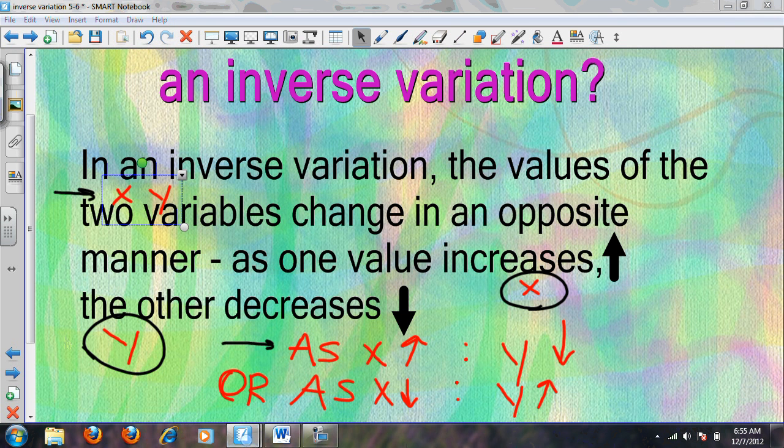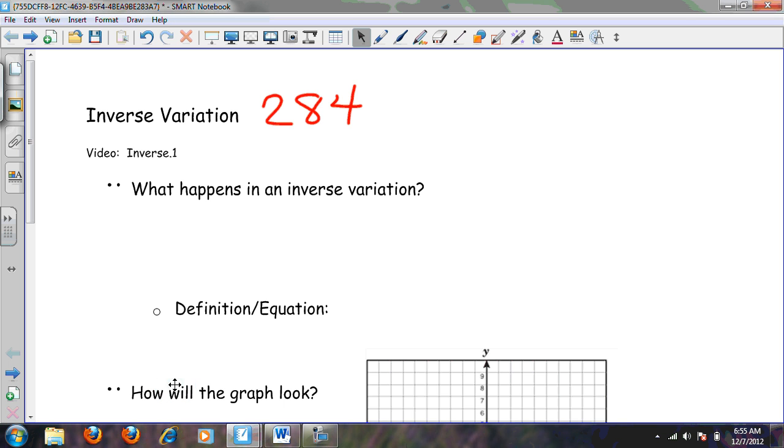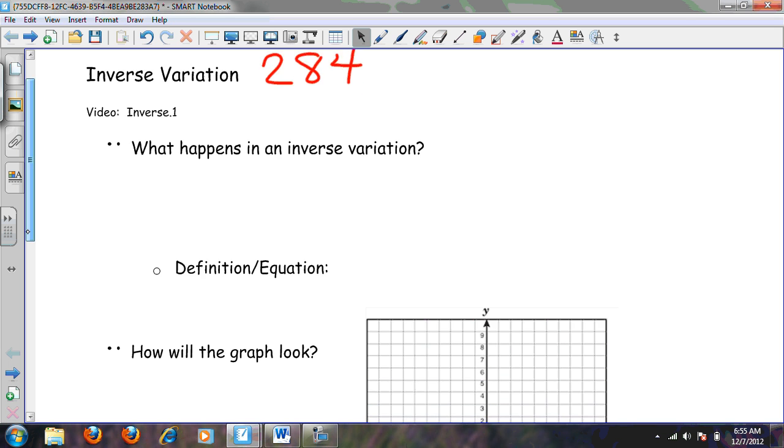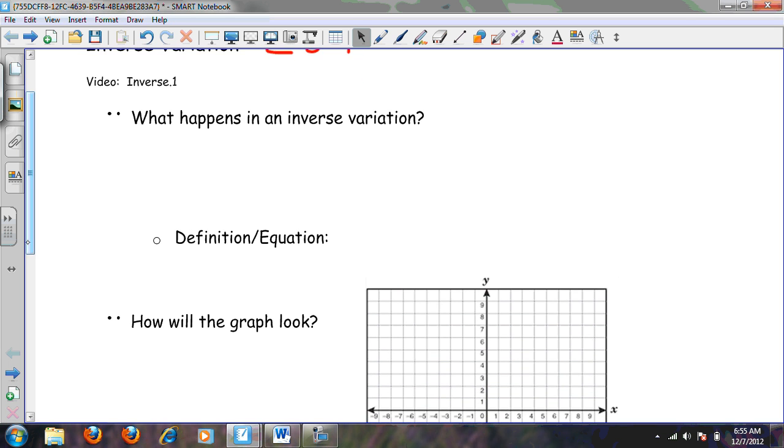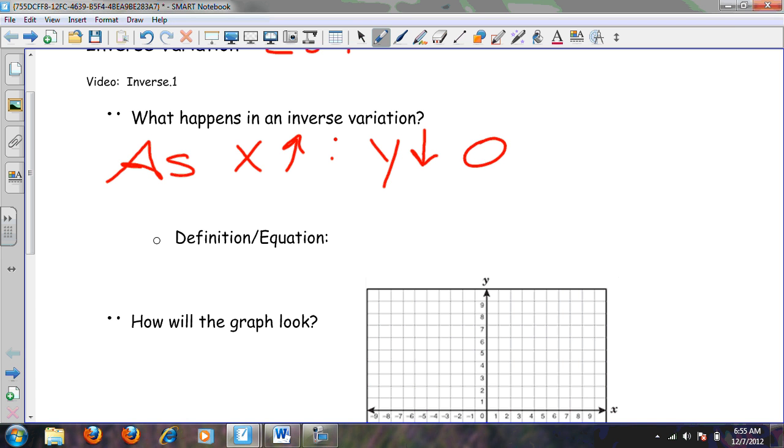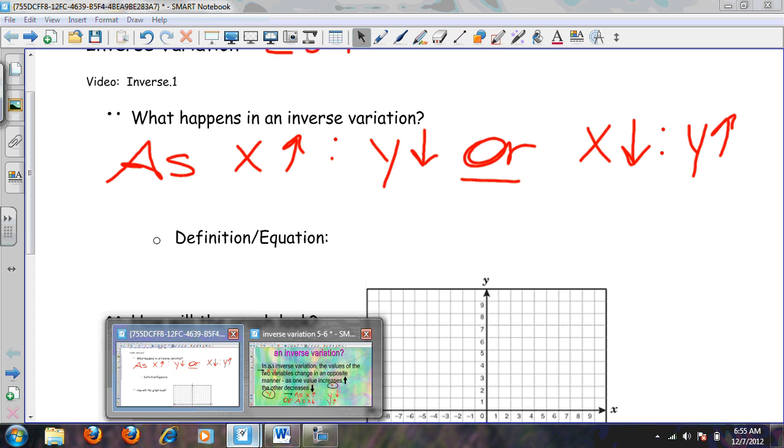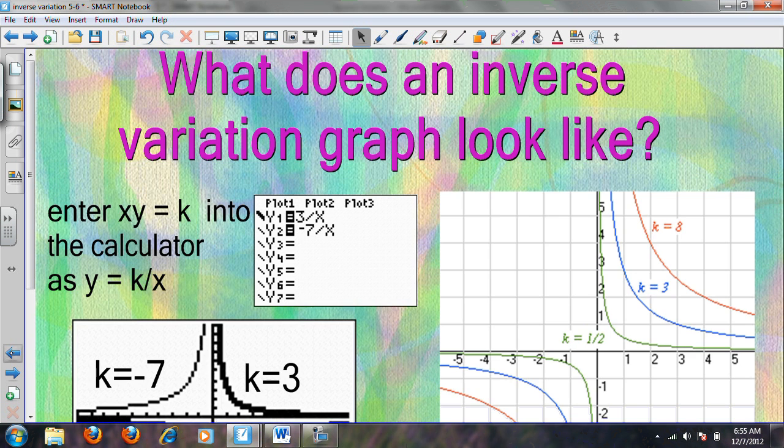we will move to the next section of our notes, which is the definition for an equation. So here, what happens in an inverse variation? As X increases, Y decreases, or as X decreases, Y increases. The definition or the equation. Here is your definition.